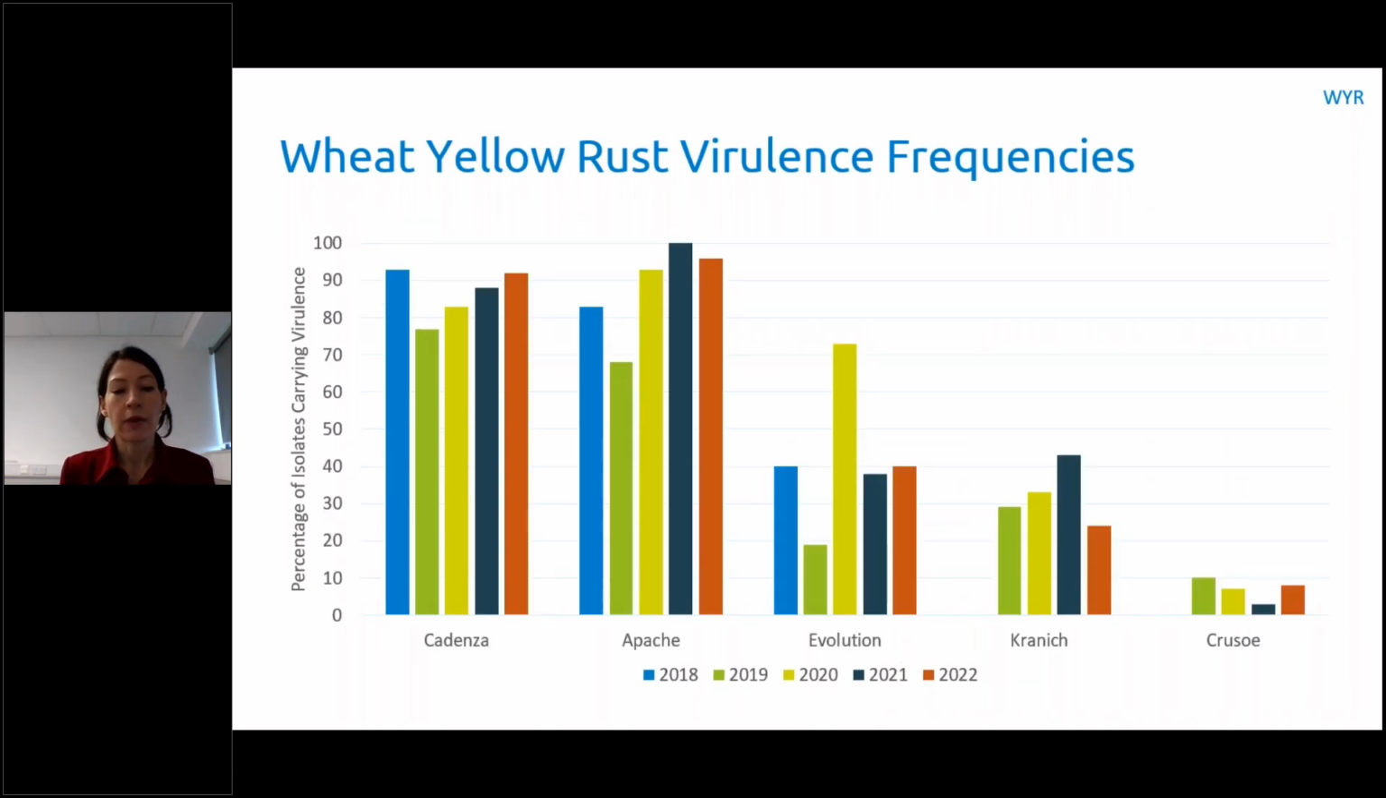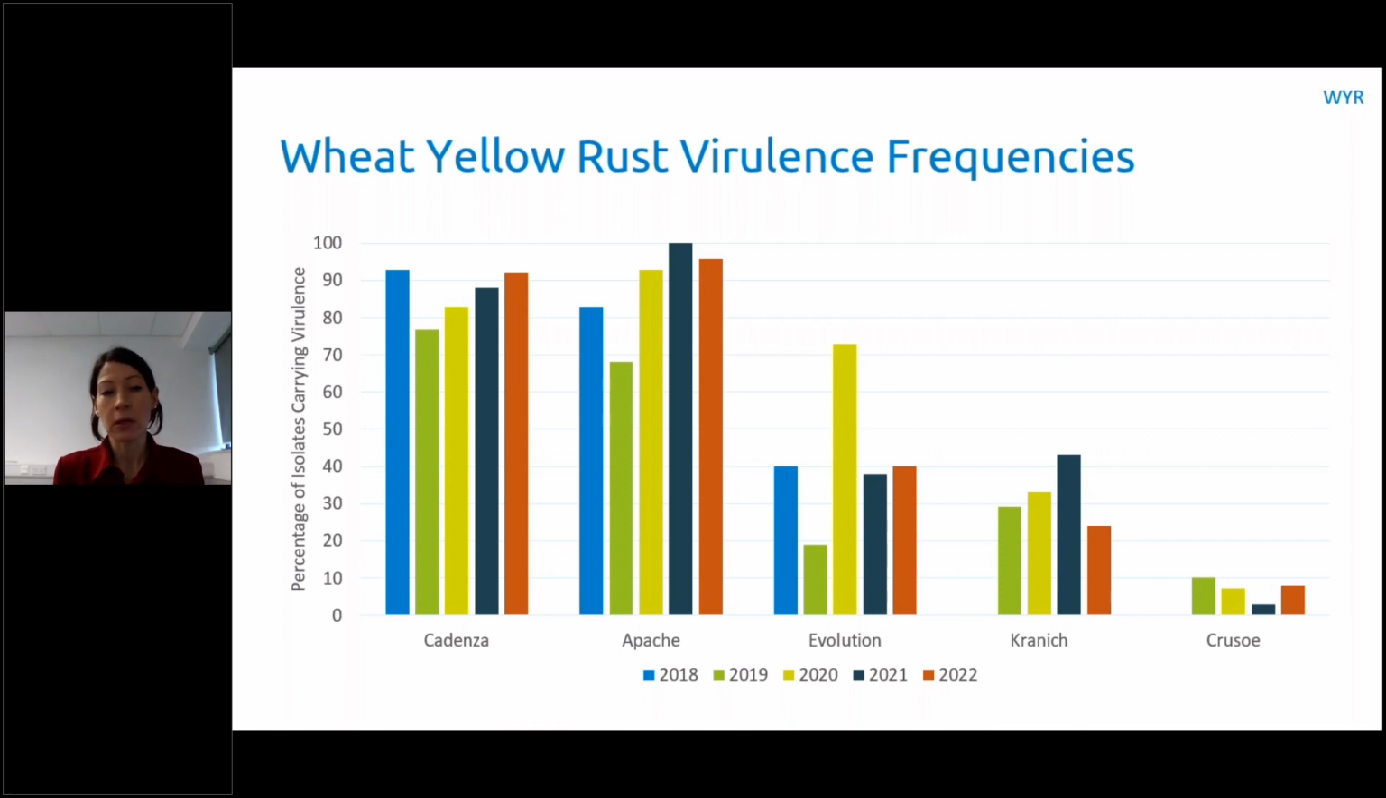If we have a look at the virulence frequency for the additional cultivars, just some of them that we also include in the test. So we have virulence for Cadenza. That one has been increasing slightly over the last few years, but in 2022 it returned to its 2018 level, so I don't think that's anything to worry about. Virulence for Apache dropped slightly from what we were seeing in 2021, but again it's very similar to previous years.